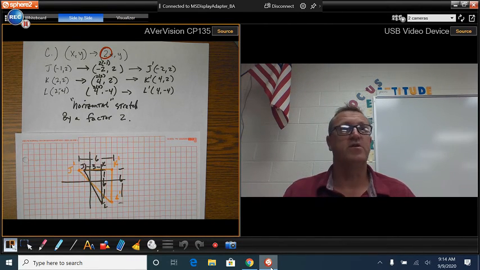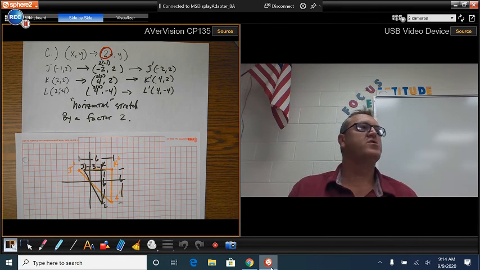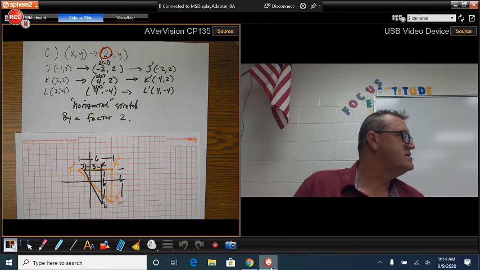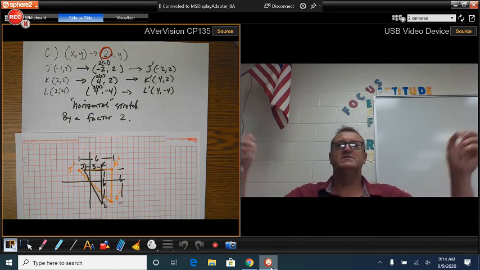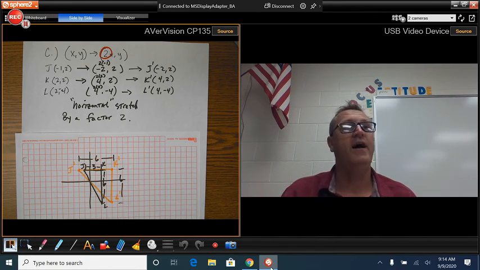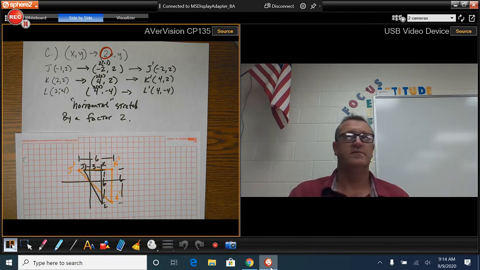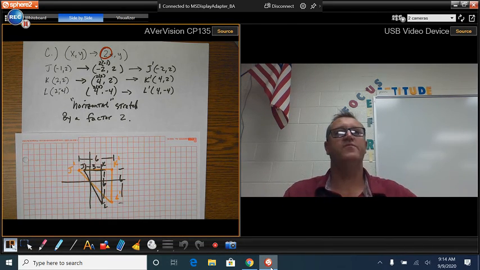Because actually we could go the other way. If it's greater than 1, listen to this little nugget. If it's greater than 1, it stretches it. If it's less than 1, it shrinks it. Let me say that again. If it's greater than 1, it stretches it. If it's less than 1, so we multiply by 1/2, it condenses it. It shrinks it. You're going to have some of those on the homework. All right, questions so far?